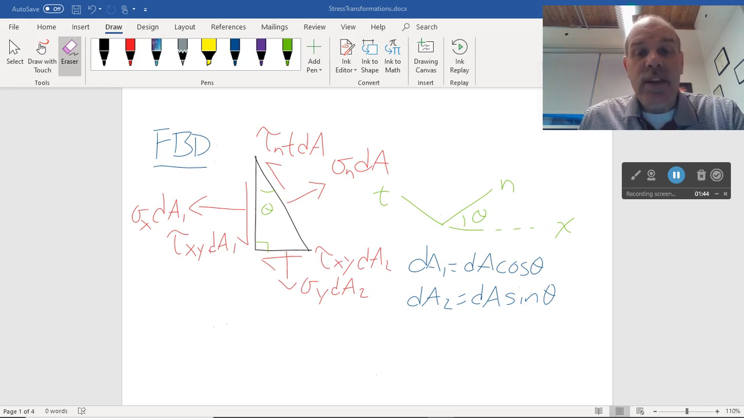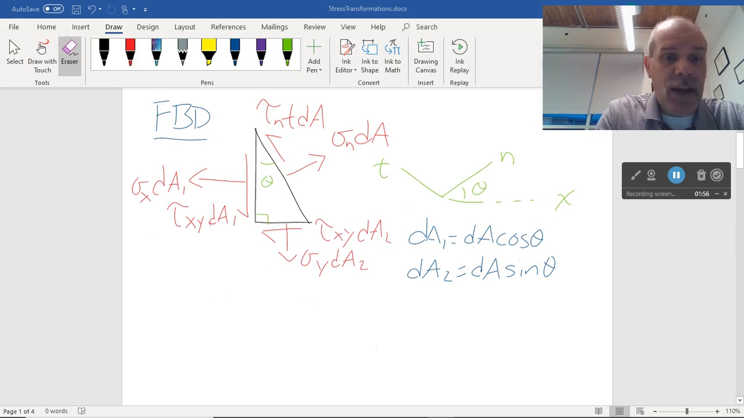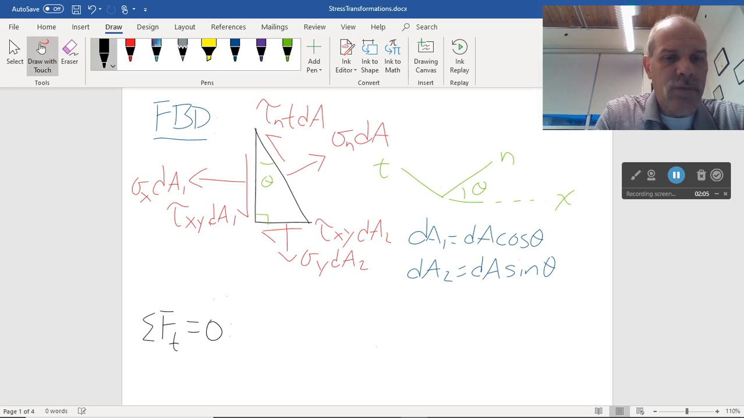Last time we summed forces in the n direction to get sigma n, because that eliminated tau nt. Hopefully you're looking at this and saying, hey, wait, if I sum forces in the t direction, won't that get rid of sigma n? I'll just have an equation for tau nt, and yes, you're right, you will. And that's exactly our next step. So we're going to sum forces in the t direction and set that equal to 0.